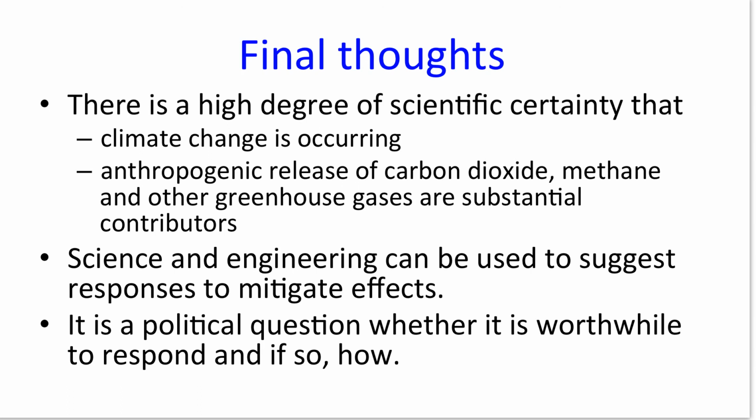Also, science and engineering together can be used to suggest responses to mitigate effects. So for example, we could put models together that estimate how different agricultural practices or different levels of forest protection might change the amount of carbon dioxide in the atmosphere and also the amount of warming that results. So what I would suggest is that science has the tools that are best able to answer these questions. Is it occurring? How much do humans contribute to it? And what are possible approaches that could be used to respond?